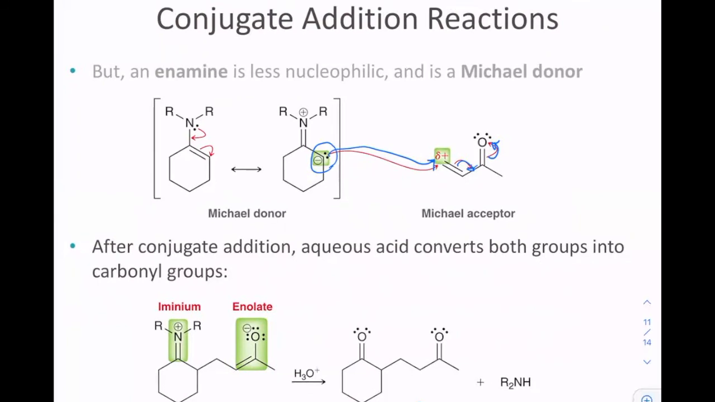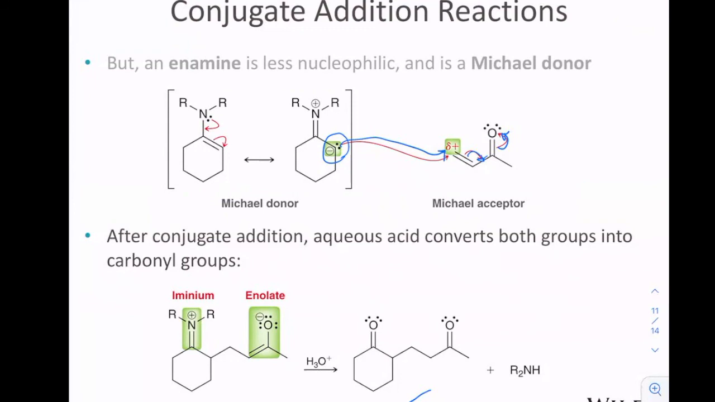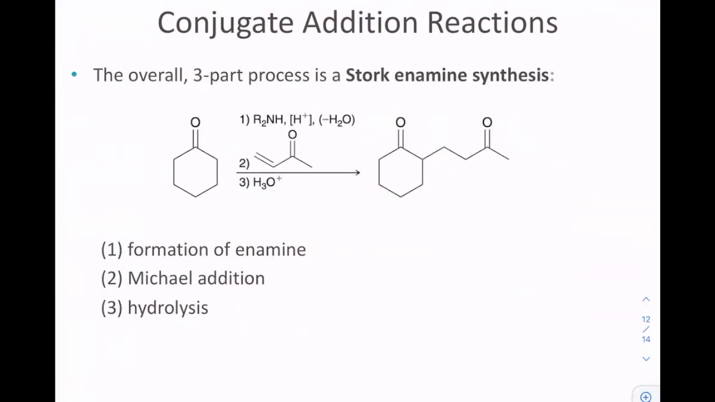And then after the conjugate addition, we have an aqueous acid workup which converts both groups into carbonyl groups. We protonate and then we have the tautomerization. And so if we think about the overall process, it's a 3-step reaction.